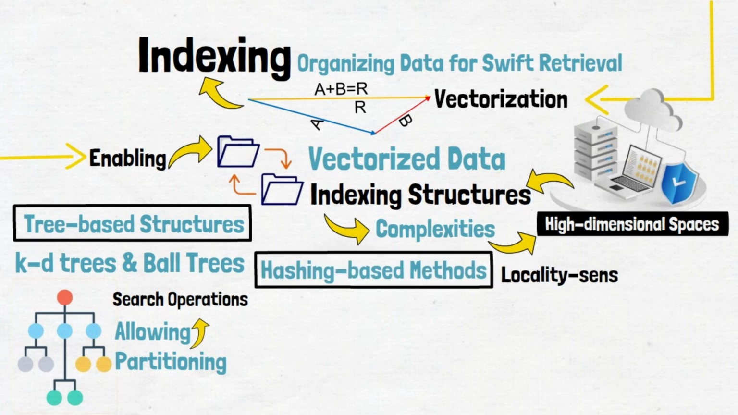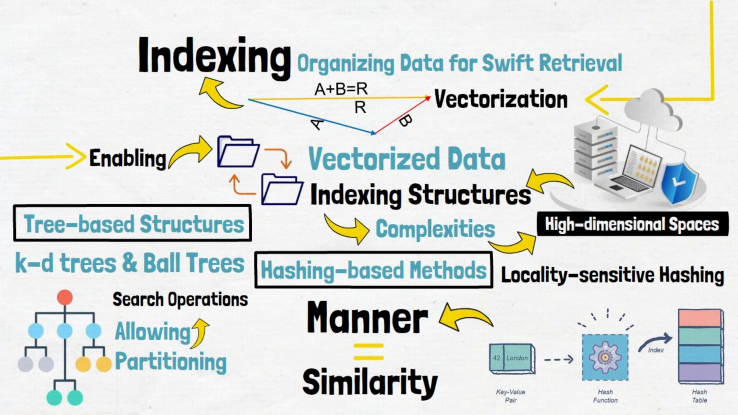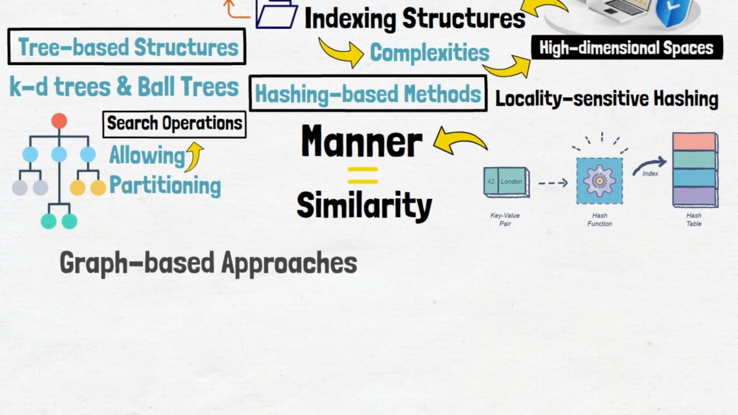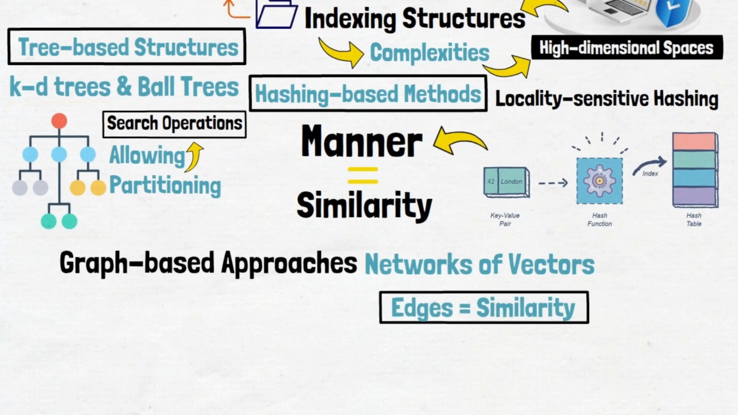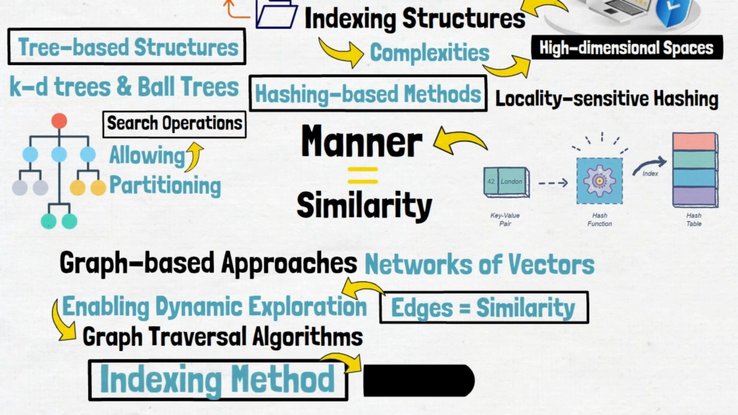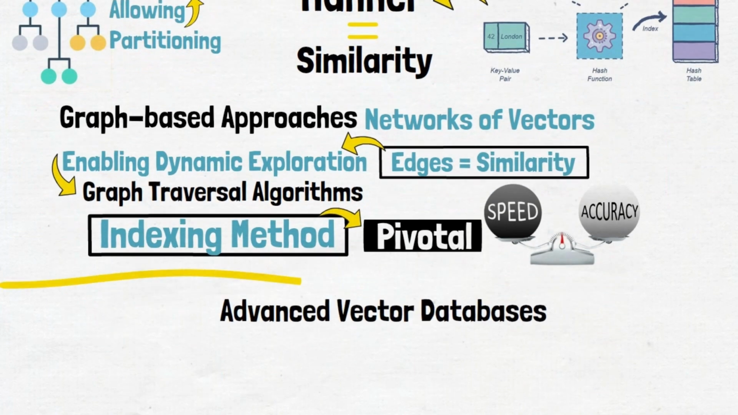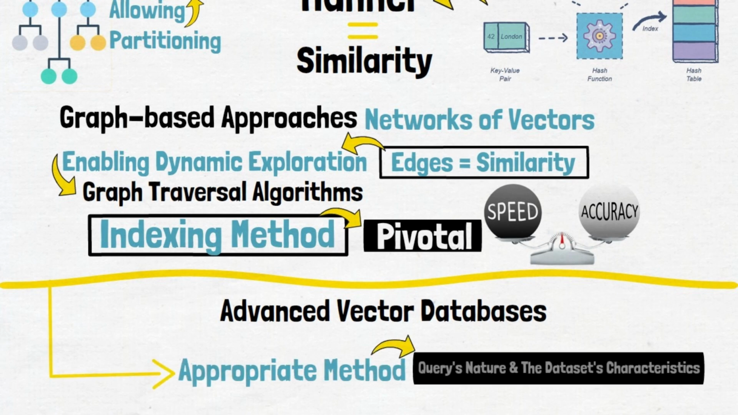Hashing-based methods, such as locality-sensitive hashing, transform vector space into hash tables where vectors are bucketed in a manner that preserves similarity, thus optimizing search efficiency. Graph-based approaches create networks of vectors, where edges represent similarity, enabling dynamic exploration of the closest neighbors through graph traversal algorithms. The choice of indexing method is pivotal, directly impacting the balance between search speed and accuracy. Advanced vector databases may employ a combination of these indexing strategies, dynamically selecting the most appropriate method based on the query's nature and the dataset's characteristics.